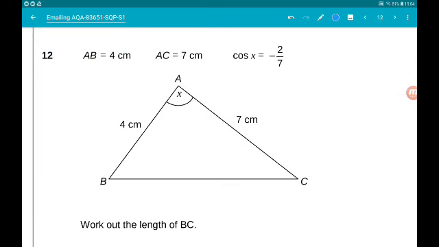Okay, question 12. AB is 4 centimeters, AC is 7 centimeters, and the cos of x is minus 2 sevenths. Work out the length of BC. So this is a non-right angle triangle. We don't know an angle, but we know cos of the angle, and we know 2 sides, so it's a job for the cosine rule.